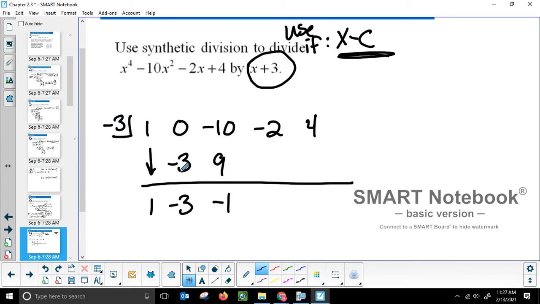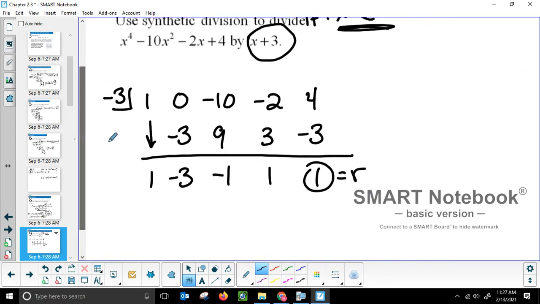Then I'm going to multiply again. -3 times -1 is +3. Then I'm going to add 1. I'm going to multiply again. -3 times 1 is -3. I'm going to add again, 1. This is my remainder.